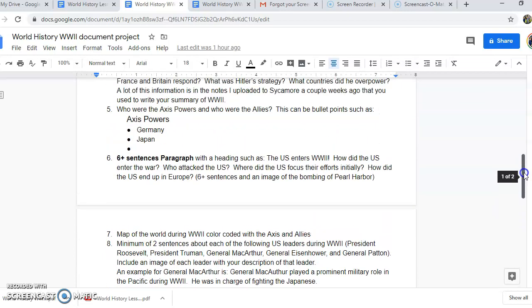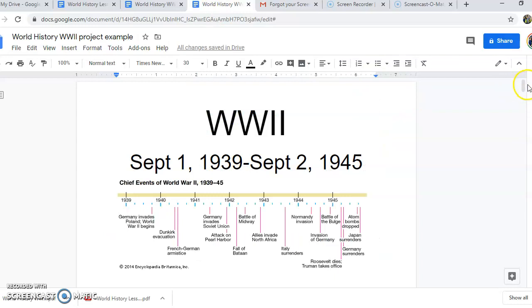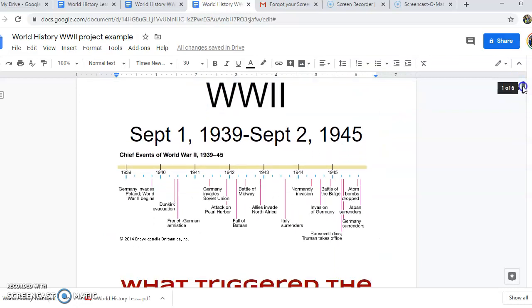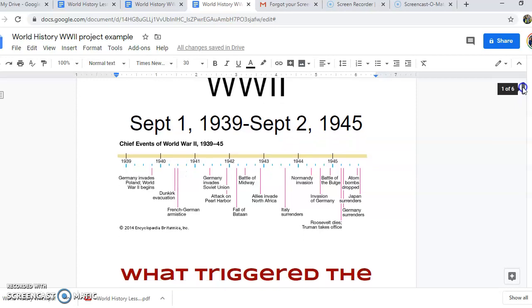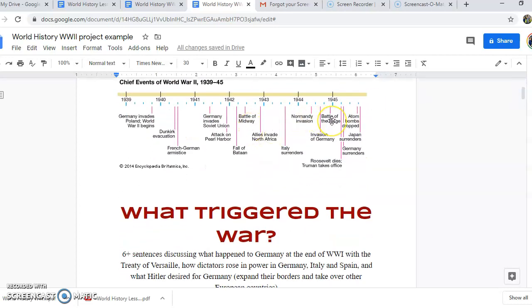And on your lesson plan, I will mention write a 6-sentence paragraph about how the U.S. entered World War II, but the actual questions on what you need to include will be found on this form. Here is an example of a document project that I have created. So you must have the title of World War II, and you can be creative with that, and the dates of the war. You will also need to include, just copy and paste, a timeline of the war.